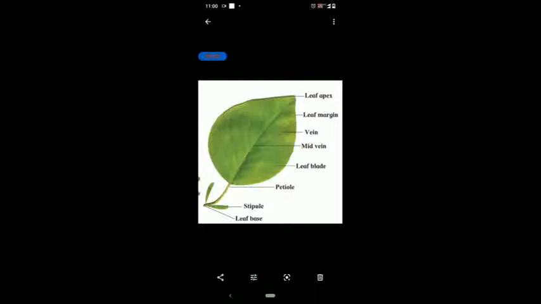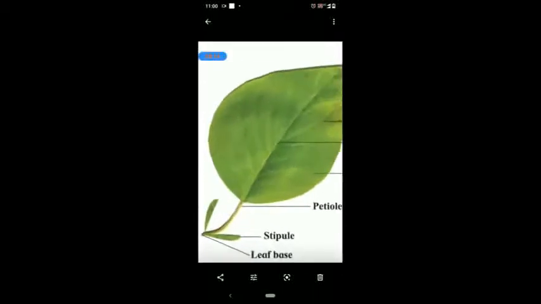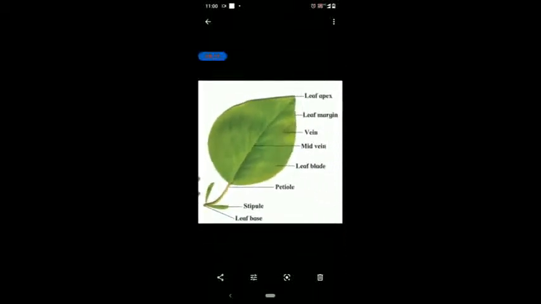Types of leaves. Leaves of some plants have a stalk called the petiole. See these petioles. Leaves of some plants do not have petioles. As I told you, some are directly connected from the leaf base, and they do not contain petioles. They are directly connected to the stem.